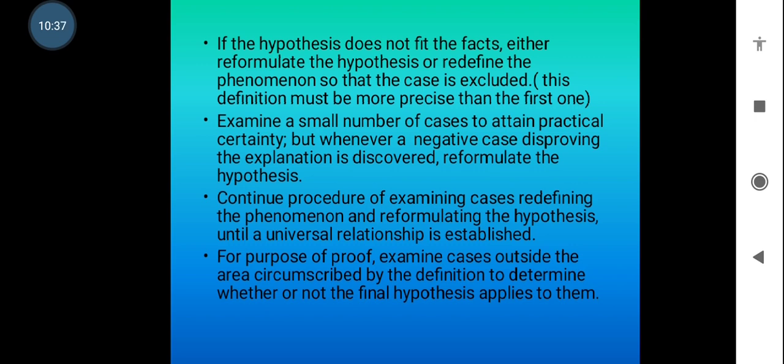Next, examine a small number of cases to attain practical certainty, but whenever a negative case disproving the explanation is discovered, reformulate the hypothesis. Continue the procedure of examining cases, redefining the phenomenon and reformulating the hypothesis until a universal relationship is established. For the purpose of proof, examine cases outside the area circumscribed by the definition to determine whether or not the final hypothesis applies to them.